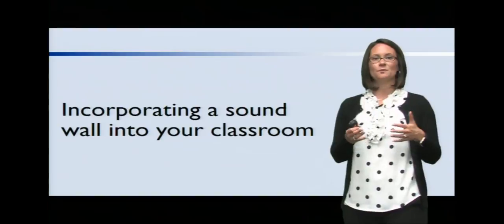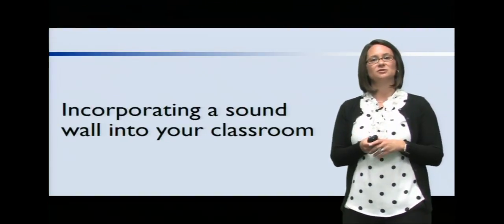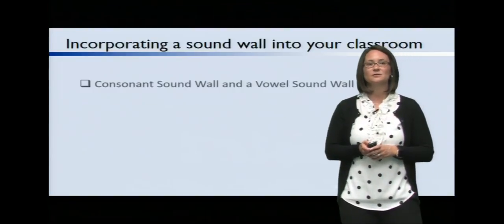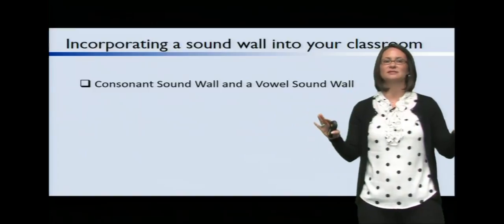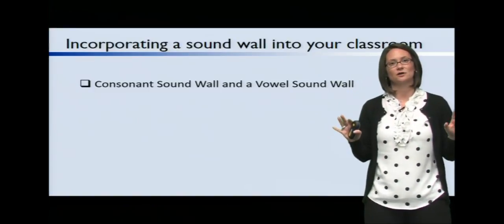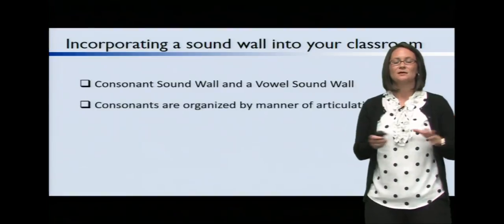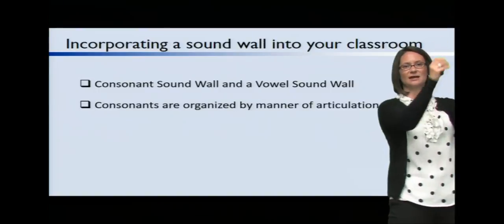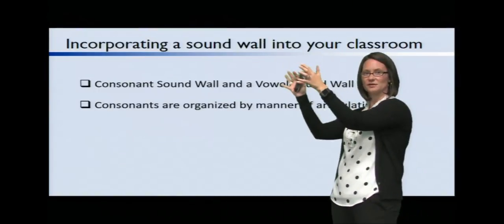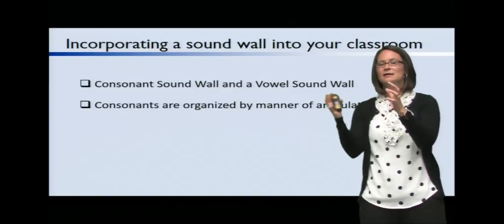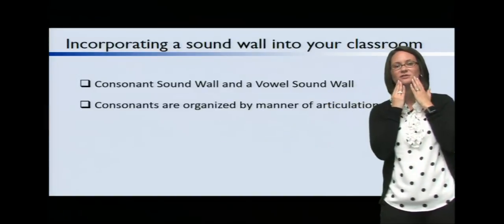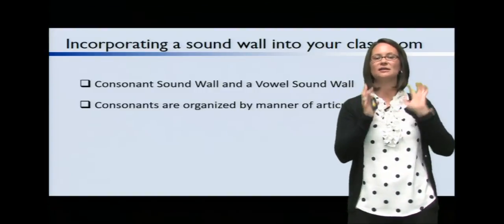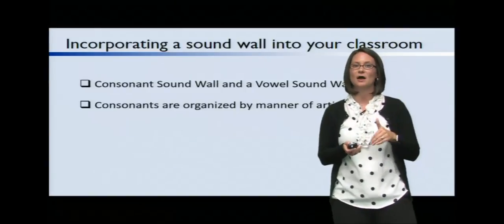Now that you understand what a sound wall is, let's talk about how we put this valuable tool into your classroom to make it effective for your teaching and for your students' learning. One of the things I want you to think about is that consonants and vowels really should be separate. They're two different entities in our language system. Consonants are really meant to be organized by manner of articulation. So you might have all the stops together, all the glides together, all the affricates together, and so on. You want to group them in like ways because that's how students are going to start to think about how they're saying the sounds and the words. They're going to be thinking about how it looks and how it feels. I need to go to that area on the sound wall to find out how I spell that sound.